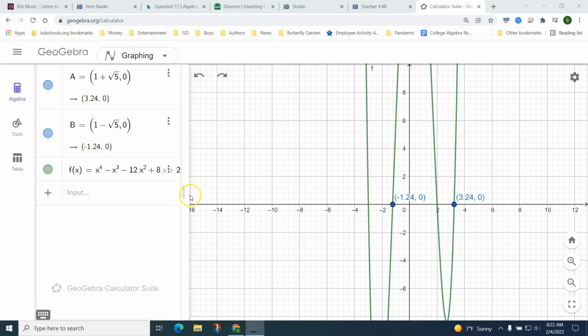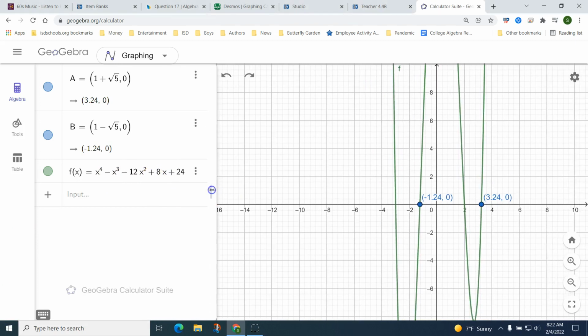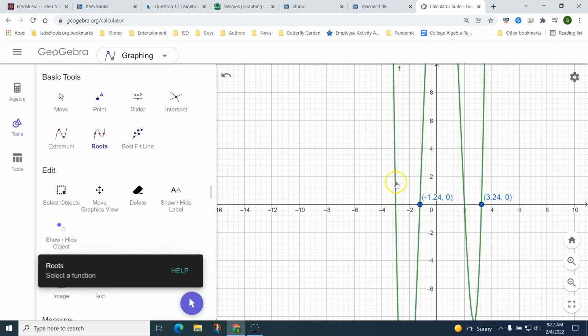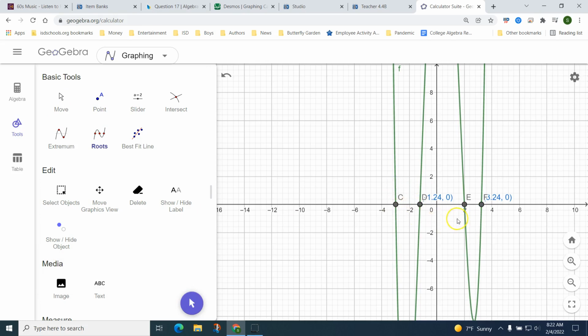So I typed the polynomial in, as you can see, and you can see it goes through the two roots. So now I find the other two roots. That would probably be -3 and 2. If you want, you can go over to algebra and get your roots. Hit this, and there is C, E, F, D.